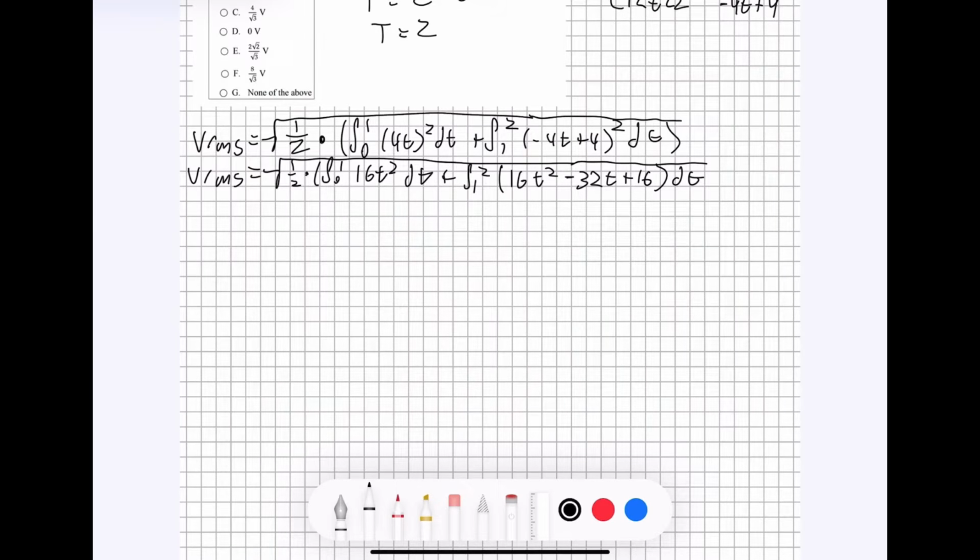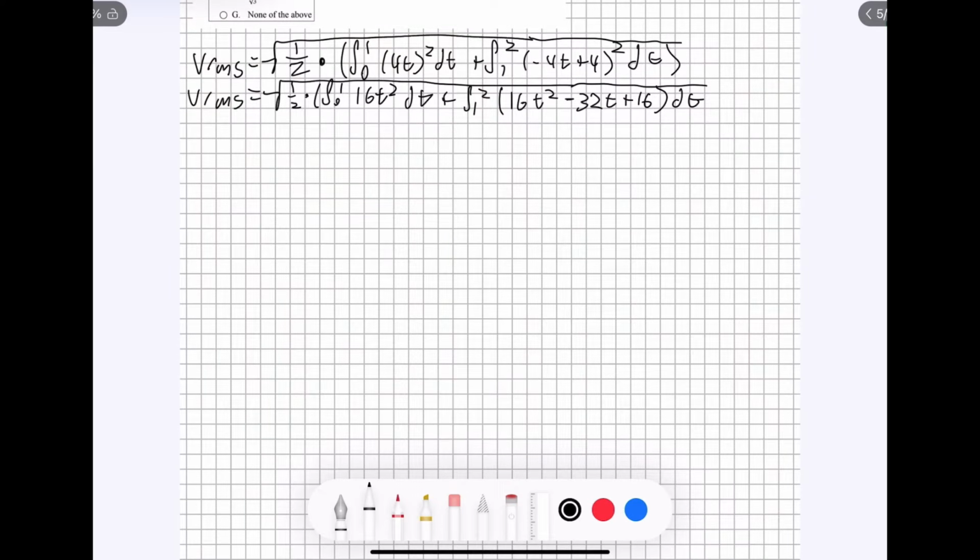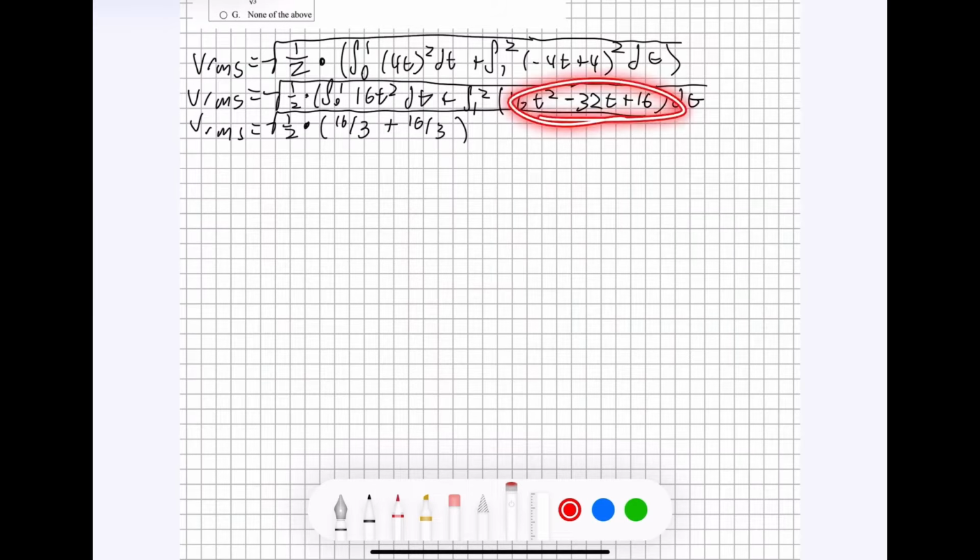All right, next step is to integrate. You can do these steps on your own. I'm not going to solve them out for you, but the final values that you get should be 1/2 multiplied by 16/3 plus 16/3. And that's when you take these and then you integrate from the period of 1 to 2 and the period of 0 to 1.